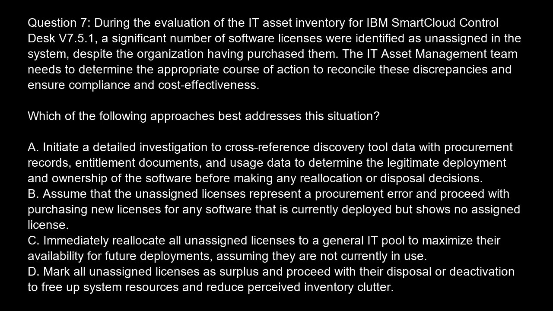Option A. Initiate a detailed investigation to cross-reference discovery tool data with procurement records, entitlement documents, and usage data to determine the legitimate deployment and ownership of the software before making any reallocation or disposal decisions. Option B. Assume that the unassigned licenses represent a procurement error and proceed with purchasing new licenses for any software that is currently deployed but shows no assigned license.